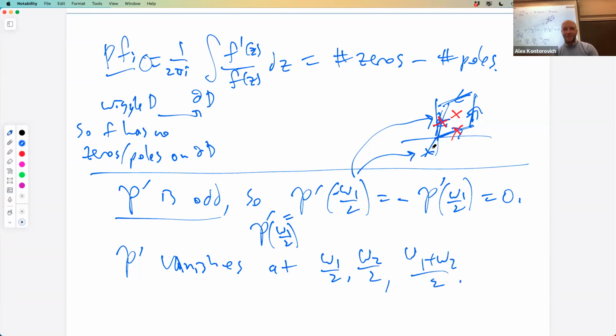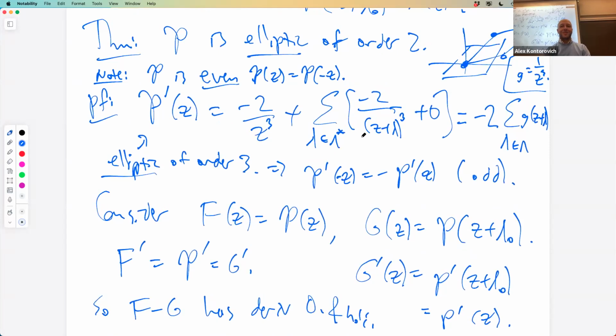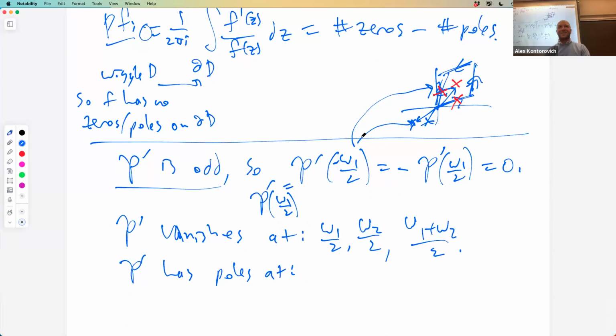If you look at the negative of W1 plus W2 over 2, that's over here somewhere. That differs from W1 plus W2 over 2 by W1 plus W2, which is a lattice element. So it has 3 zeros here. And does it have any poles? You remember what P prime looks like? It's this 1 over Z cubed function averaged over the lattice. So what kind of pole? Yes, right there at 0, it has poles, if I write it with multiplicity, 0, 0, 0.